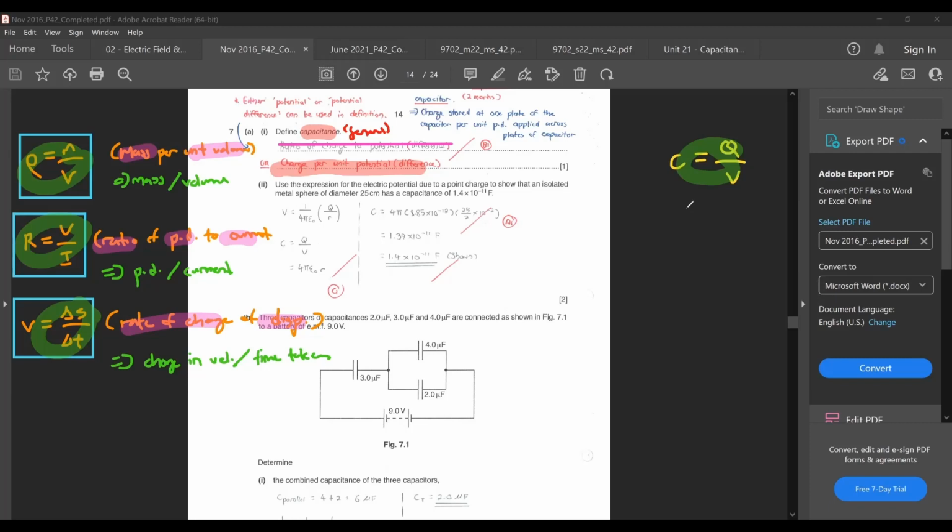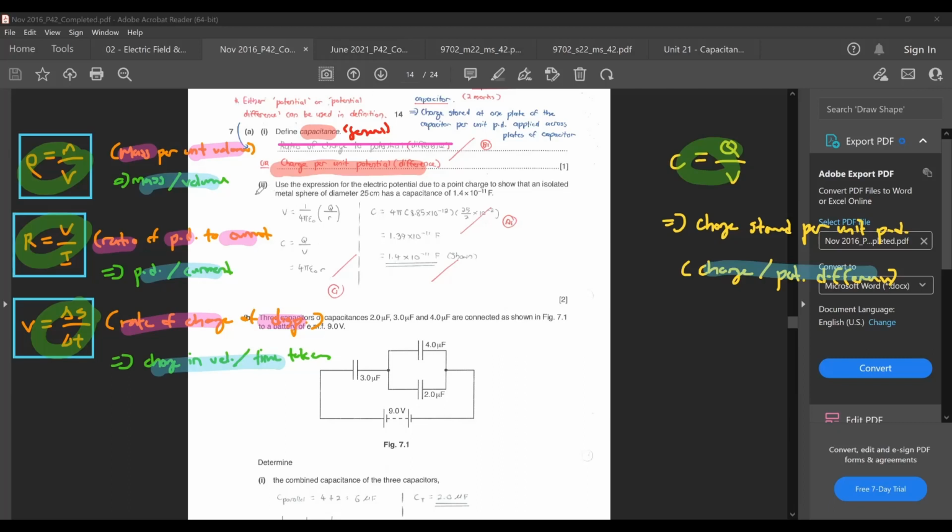And then likewise for capacitance, if you did not remember it as charge stored per unit PD, you can actually just write it as charge slash potential difference. This will also be accepted. So in the worst case scenario where you cannot remember any of them, just translate the equation into words literally, then you get the correct answer. So there's one thing to mention here.